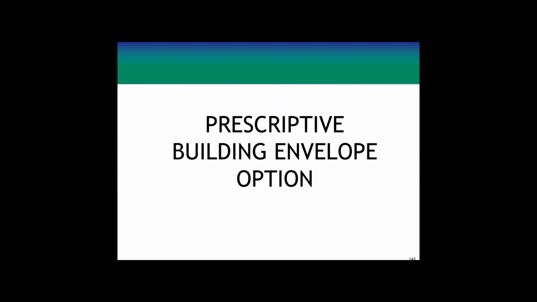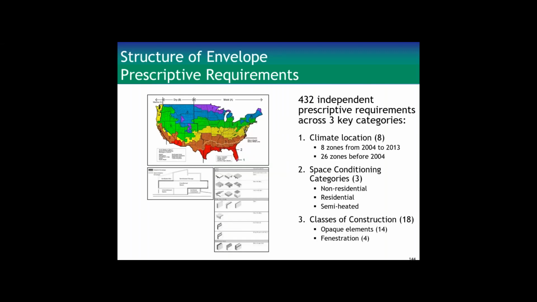Prescriptive building envelope options. So this is our prescriptive section, and based on the climate zone. Now, all those climate zones are controlled by the envelope section. So that's why there's not humidity in them. But that section, there are 8 climate zone locations. There are 3 different categories of construction: non-residential, residential, and semi-heated. And there's 18 classes of construction, which is opaque elements are 14 of those. Windows are 4.